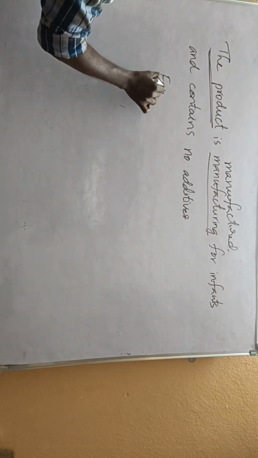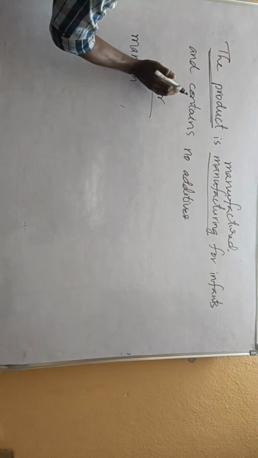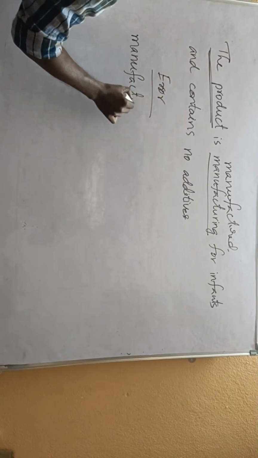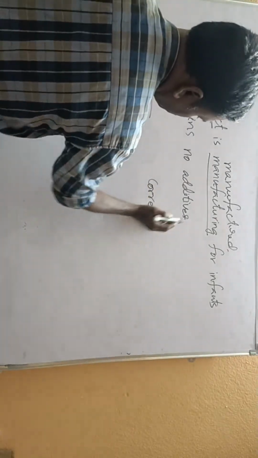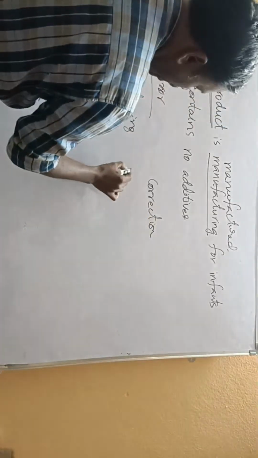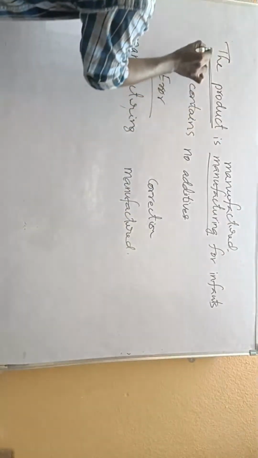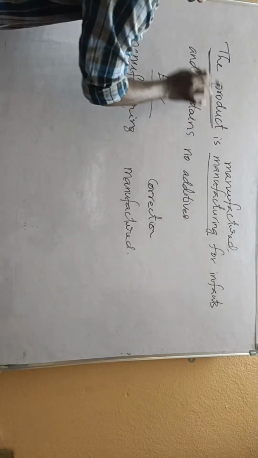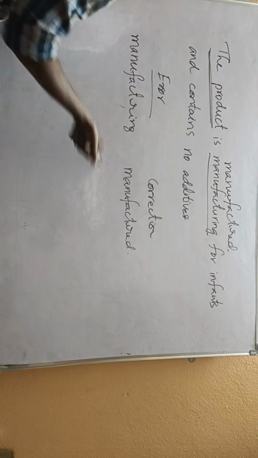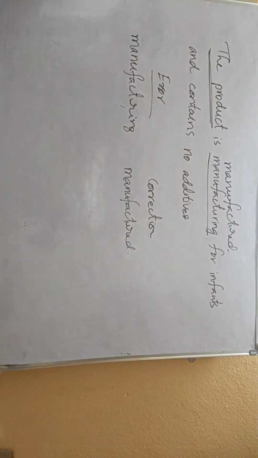It is manufactured. So the error is manufacturing, and the correction we suggest is manufactured, because a product is manufactured. A product cannot manufacture; it cannot do the action. This is the product, which means it was manufactured. So instead of manufacturing, we have to write manufactured.